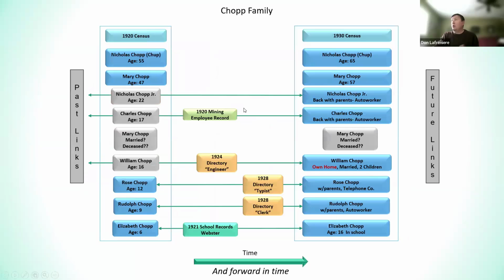This is just another example going forward in time from 1920 to 1930. We can see that Nicholas, while he wasn't in the family in the 1920 census household, he's back with his parents as an auto worker in 1930. Same with Charles, doing the same kind of thing. William, who was 16 prior, now owns his own home, is married, has a couple kids, but is linked to the family record. So you can just see different ways in which we can fill in the historical record of these individuals through record linking these different disparate sources.